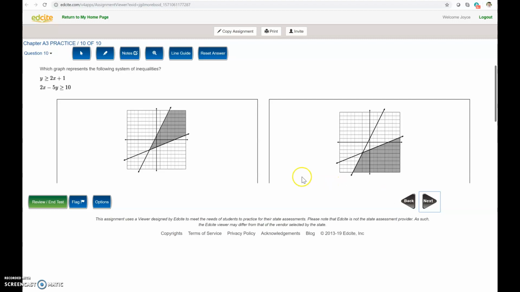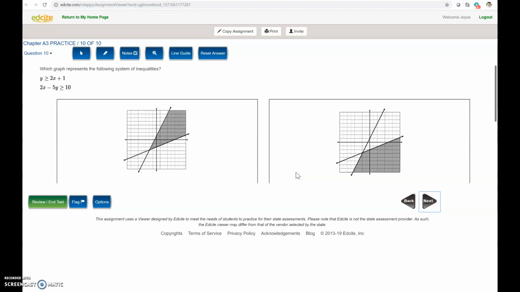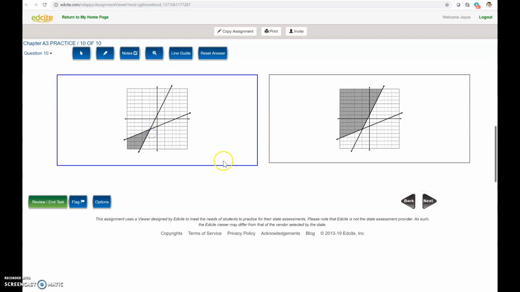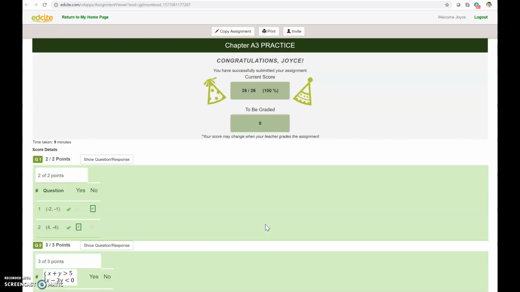This one requires a little bit of work, and notice it is multiple choice requiring scrolling. So again, do your work on your paper. Get what you think is your correct answer on your paper. I did this out and figured out that the lower left portion, this little itty bitty wedge, is the correct shaded area. So this one is my correct answer. And that has me answering every question so I can end my test at 100%.